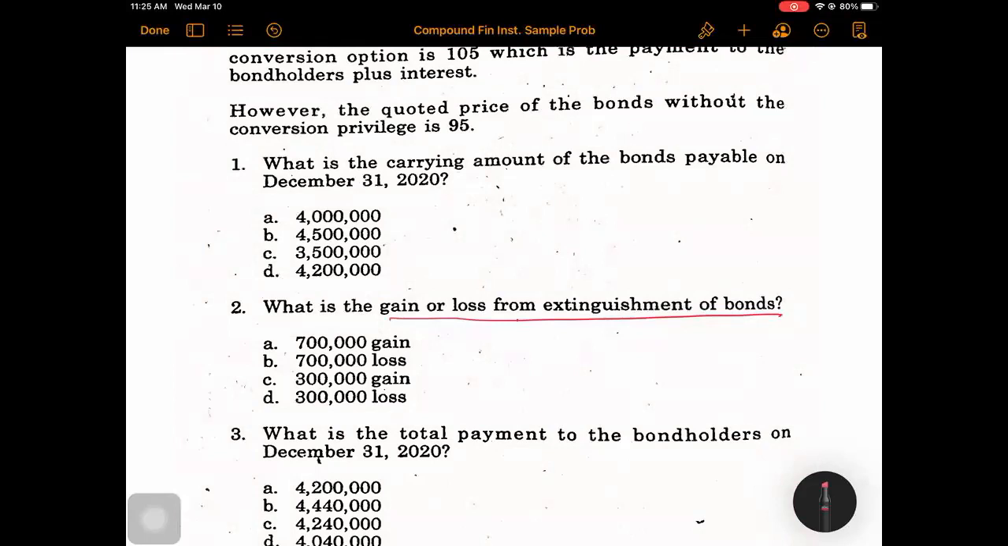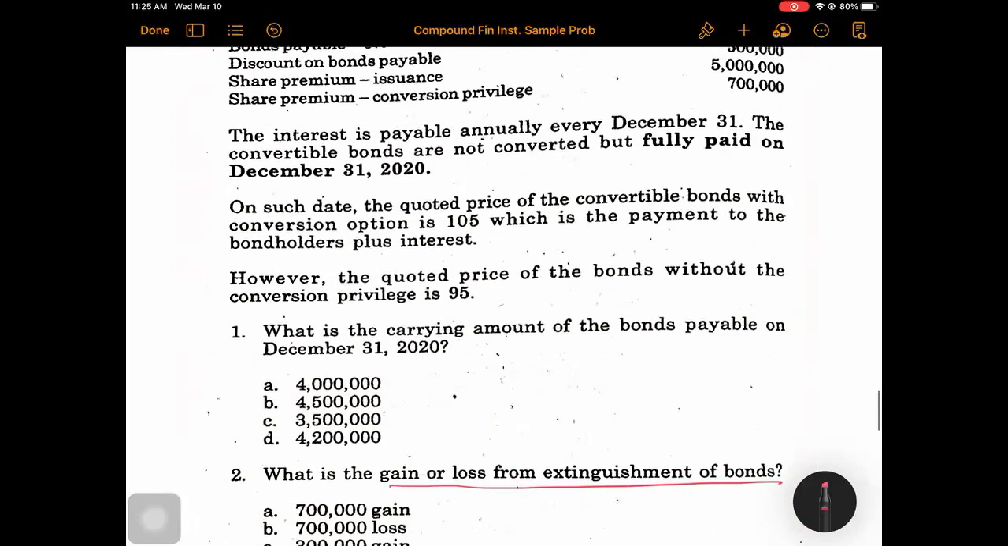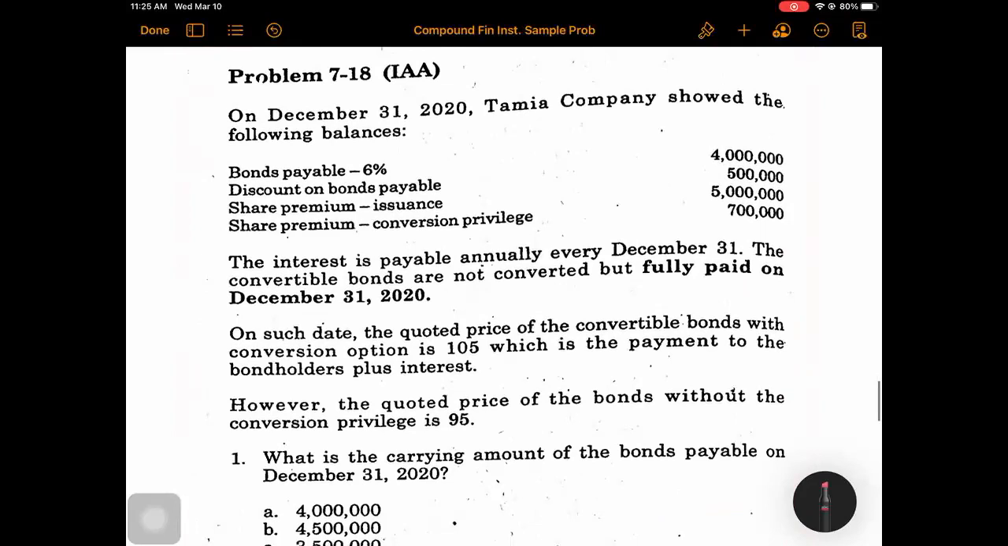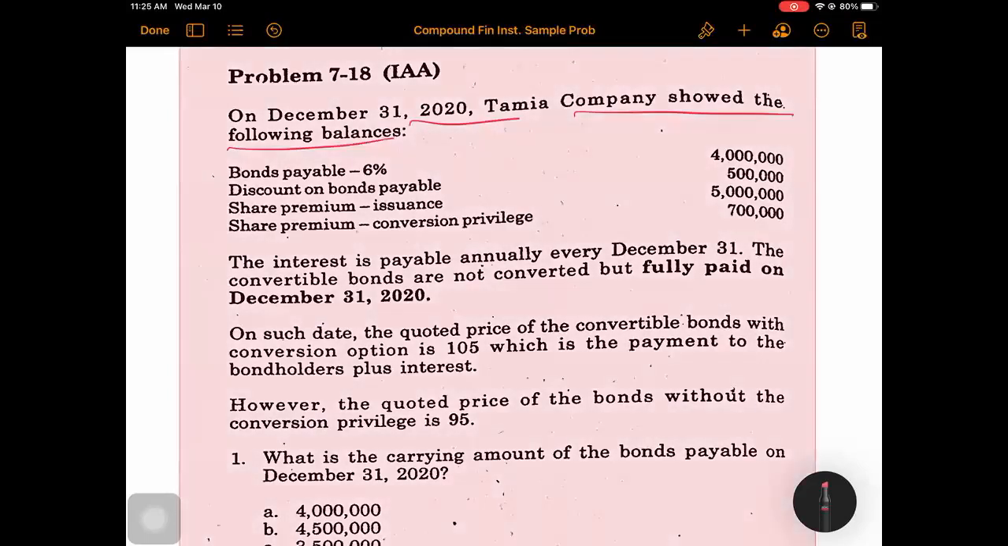Ato lang basahon ang problem. Pero sir, imong quiz kay fill in the blanks man. Kana siya, di ba? Sige. Dayon ta. So, here, on December 31, 2020, this is the balance. Showed the following balances. You have bonds, discount, you have the share premium from original issuance, and you have the share premium or the equity component.